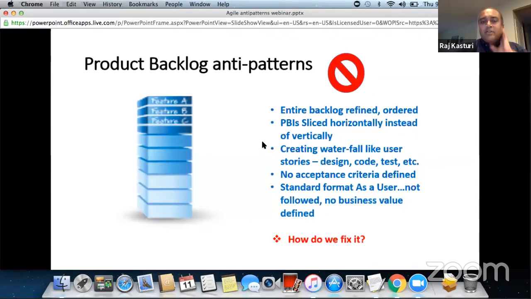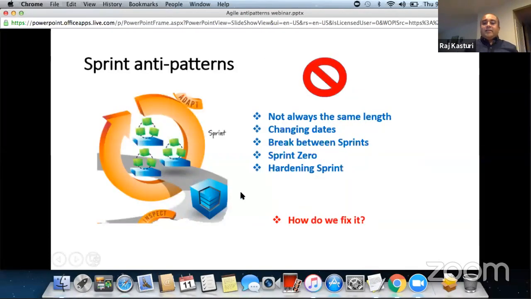So, guys, if you have any questions about the product backlog anti-patterns, just post them, and we'll get to those via email, like I said. But I'm going to move on to the next one, which is sprint anti-patterns.